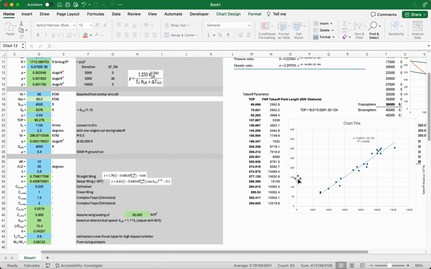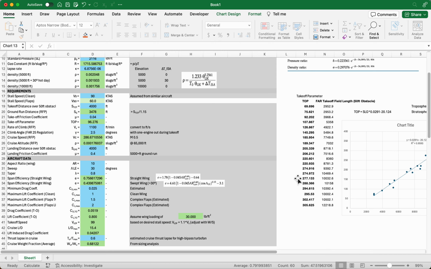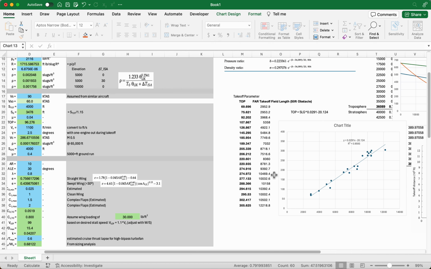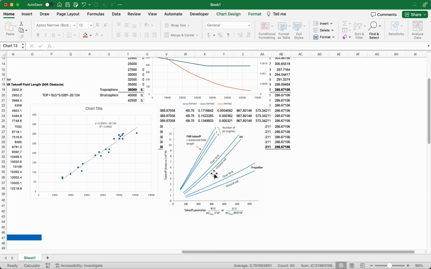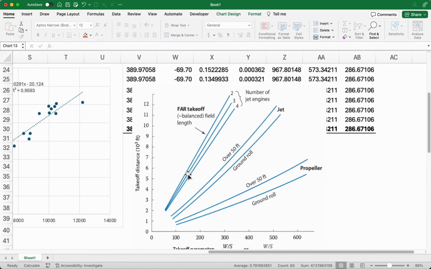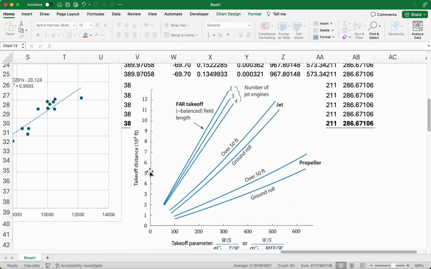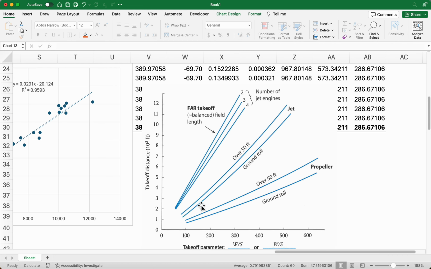We have our requirement for a takeoff distance over a 50-foot obstacle is 4,000 feet. So if we go over to our Raymer figure, our takeoff distance, 4,000 feet, somewhere over here. Move horizontally to our curve for a jet aircraft. It might be somewhere around here. So we go down, our takeoff parameter is just under 200. So let's say, 195 would be our guess.